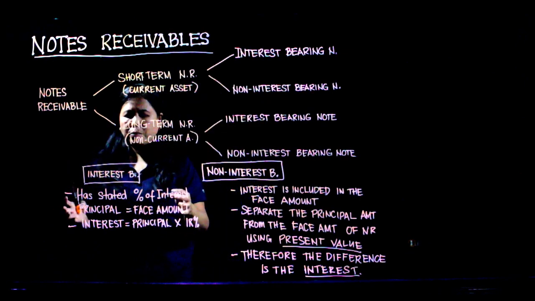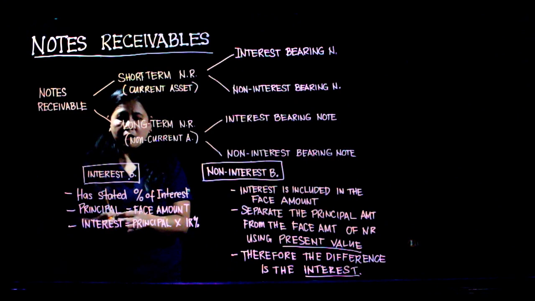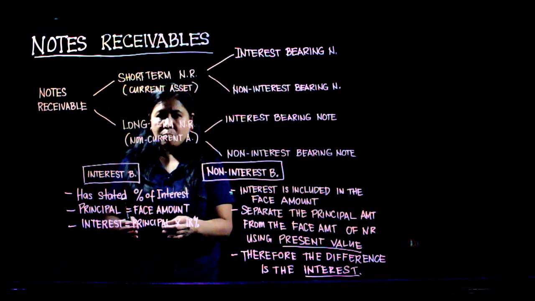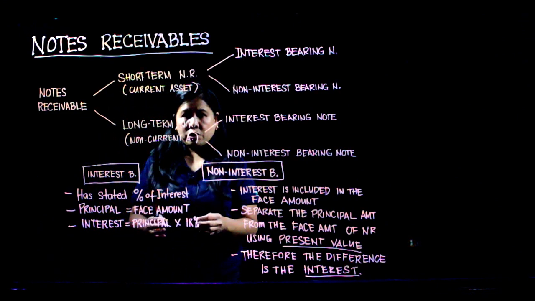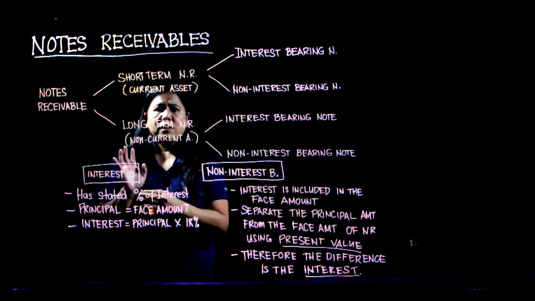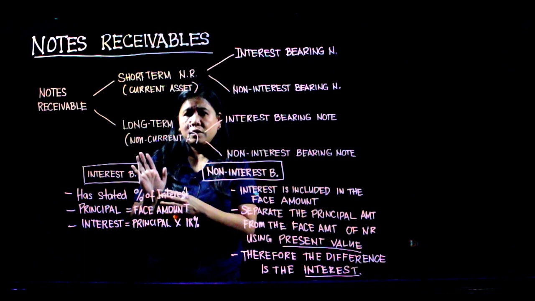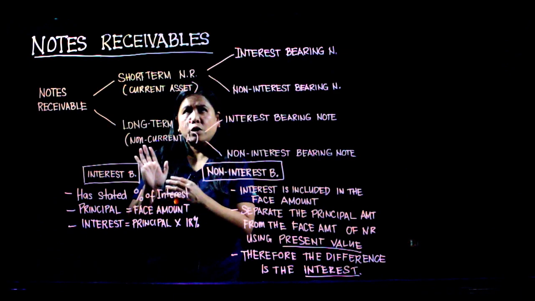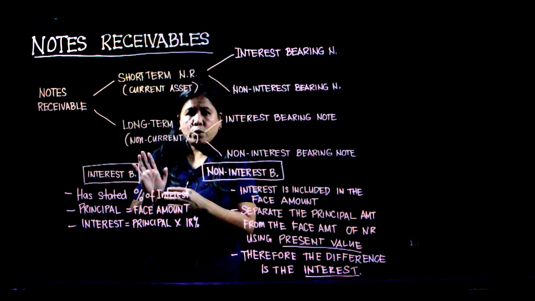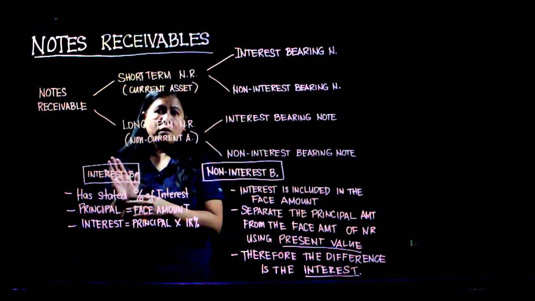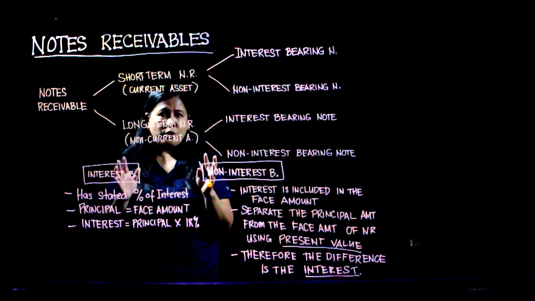On the interest-bearing note, the interest is calculated as the principal amount times the interest rate. Whatever the stated interest rate on the promissory note, that rate is called the stated interest rate, or also the nominal interest rate. Those two are the same.